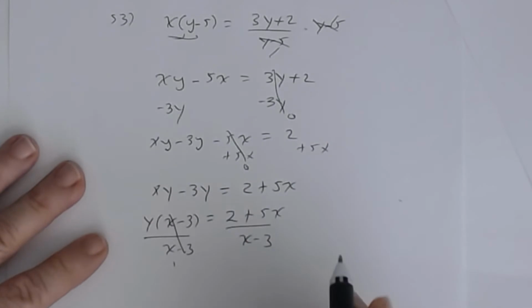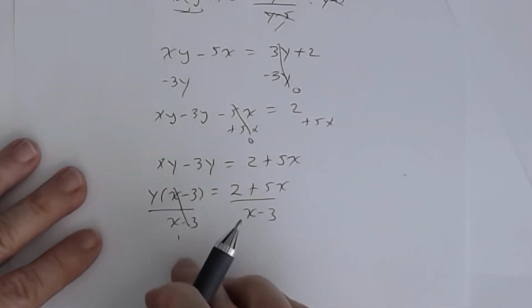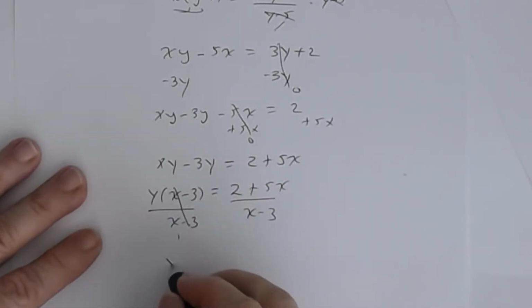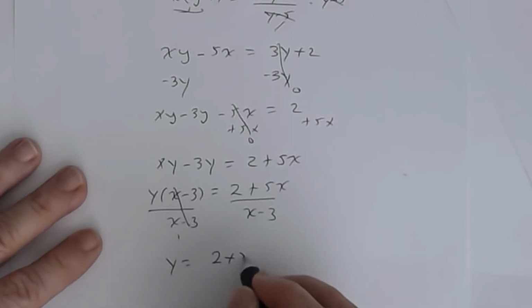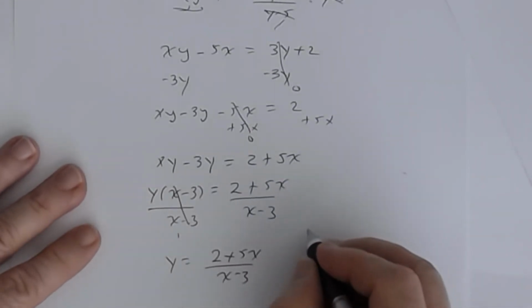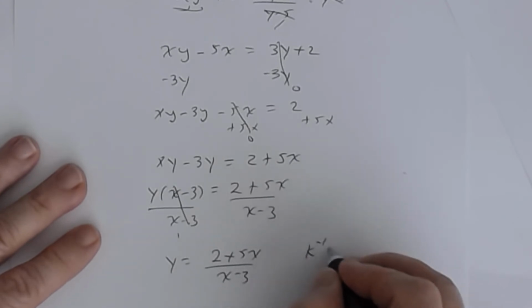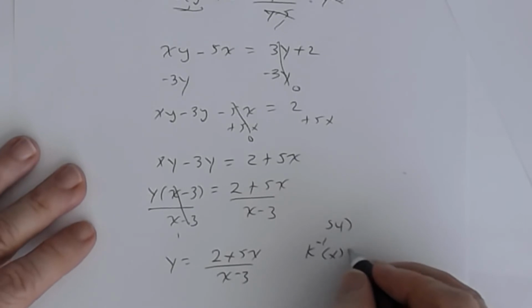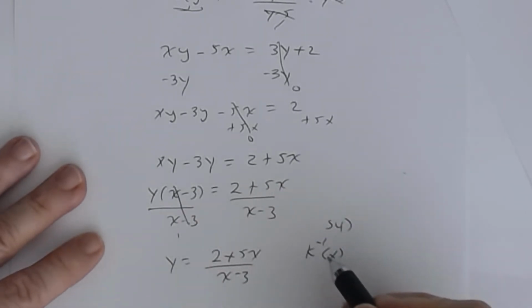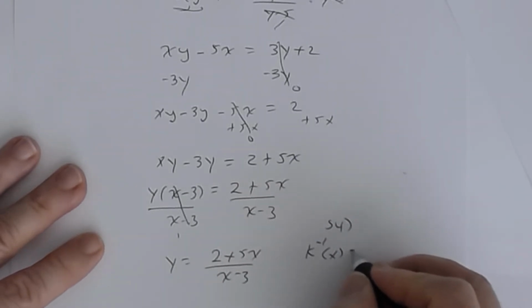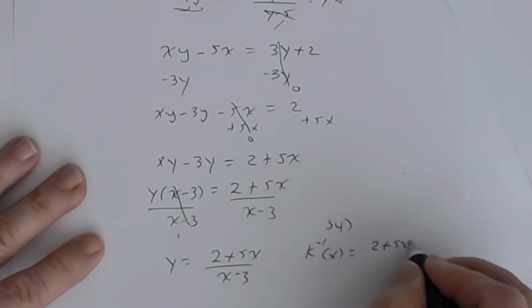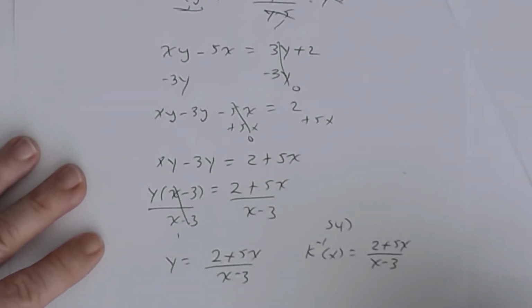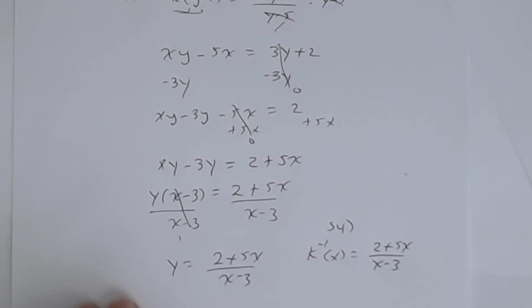The x minus 3's divide out. X minus 3 divided by x minus 3 is 1. Y times 1 is y equal 2 plus 5x divided by x minus 3. And there's the inverse. So this is step 4, k inverse of x. Step 4, remember, is where you replace y with the inverse notation. So it's going to equal 2 plus 5x divided by x minus 3. All right, so that's number 7.